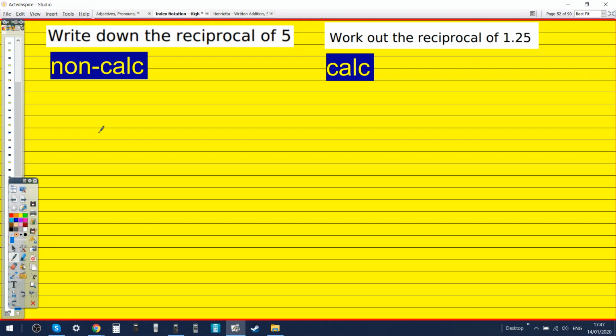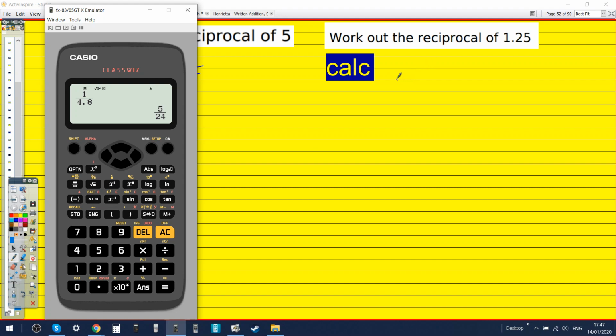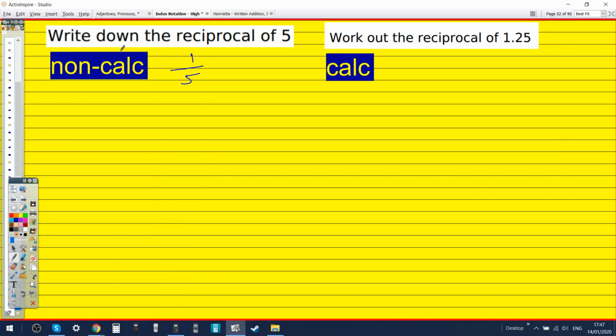Okay, exam questions. Non-calculators on the left. Is it just 1 over 5? Yep. And you can use your calculator for the one on the right. What would you put into your calculator for that one? 1 over 1.25, and we get 4 over 5.